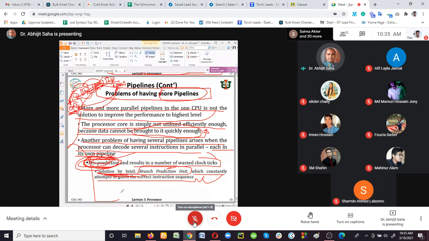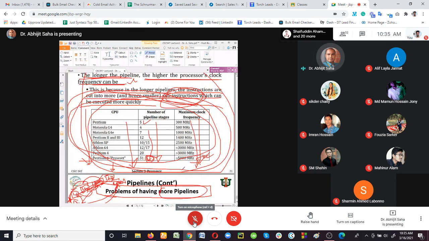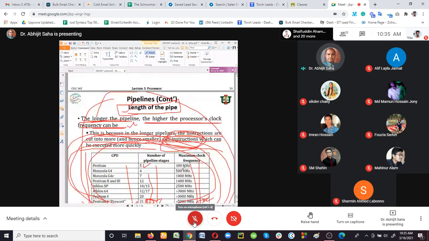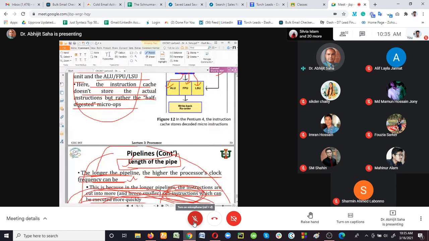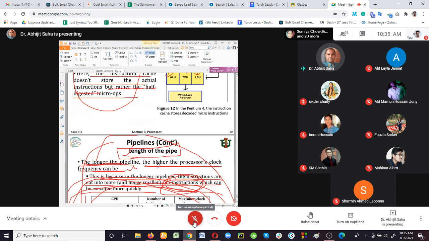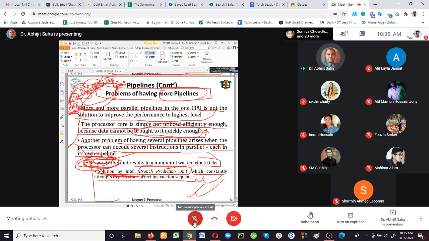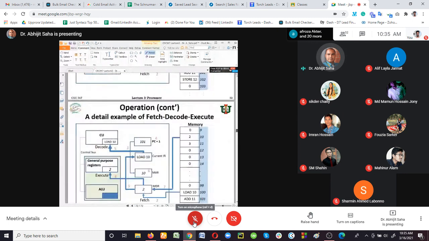This is also a quite interesting discussion if you try to read and understand what is happening inside the pipelines. Anyway, this is where we finish the discussion of our processor topic. Our class time is over.